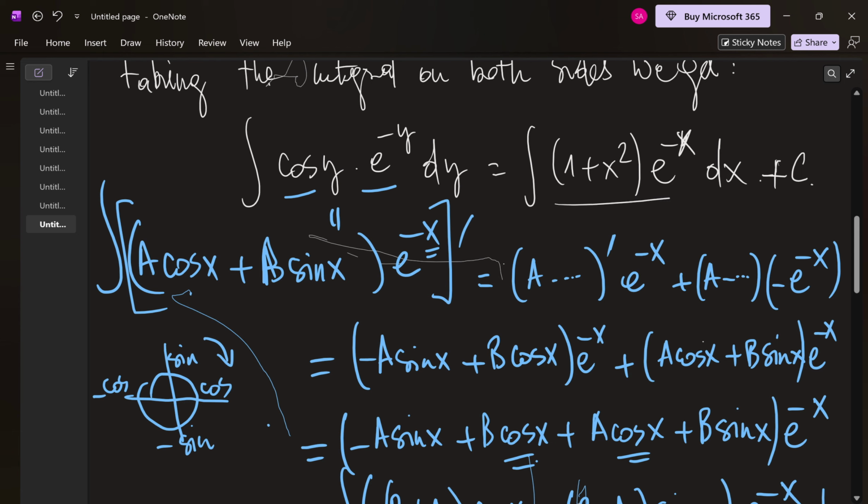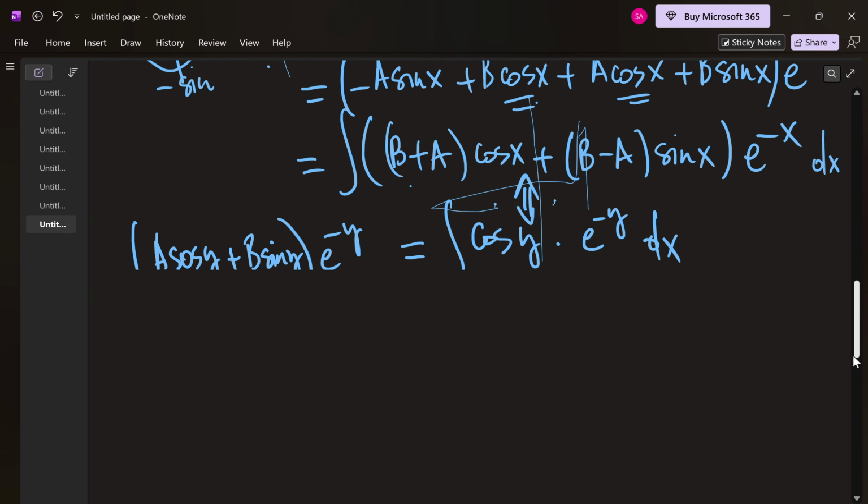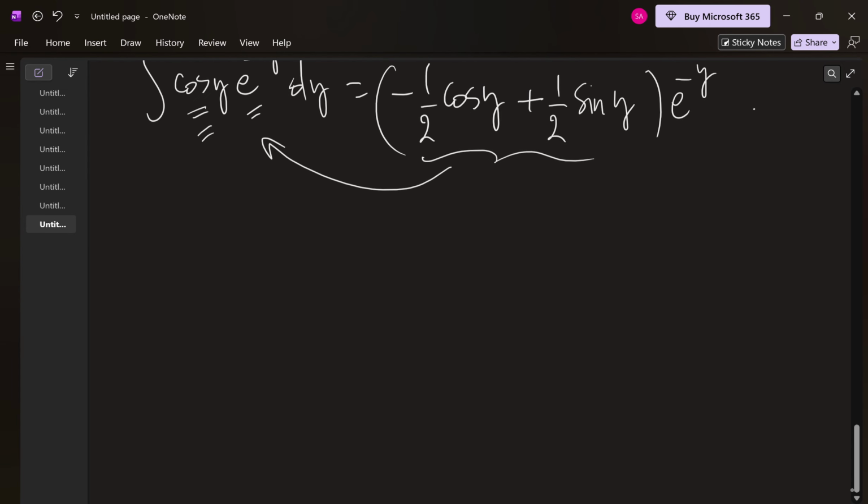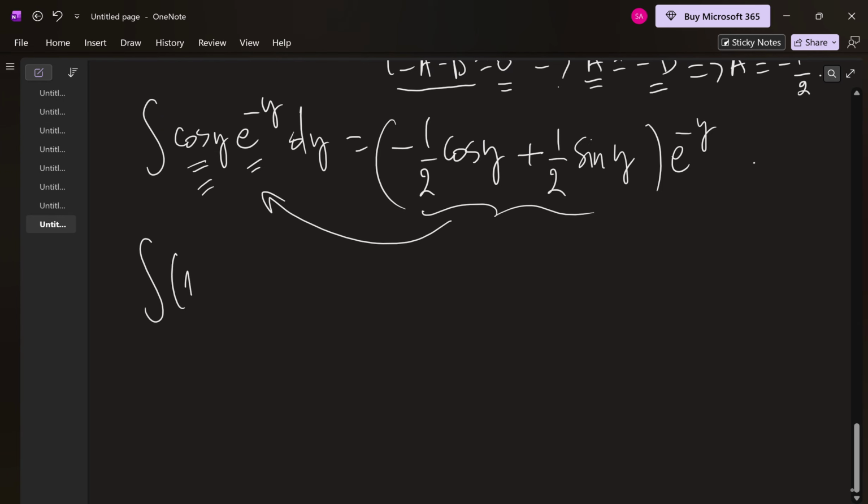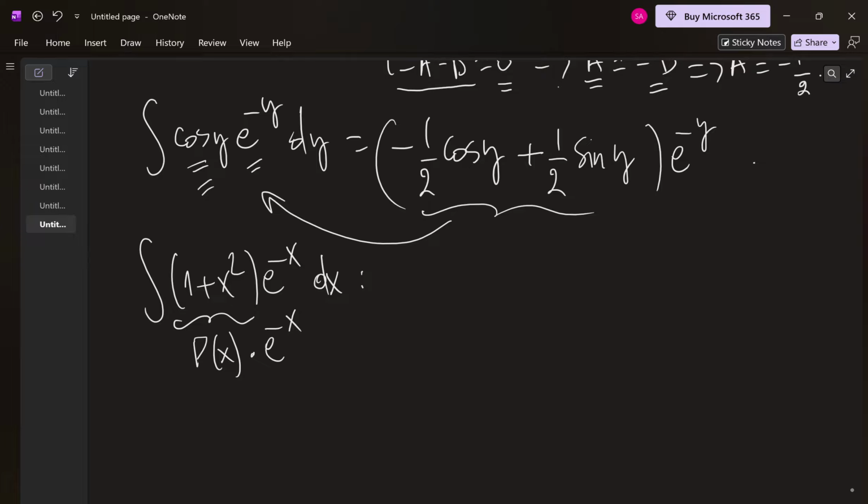Now we compute the second integral: the integral of (1 plus x squared) exponential minus x dx. So, how to compute this? We consider that this is a polynomial of x, p(x), times exponential minus x. So we must find that this will be equal to another polynomial q(x) times exponential minus x, of the same degree.